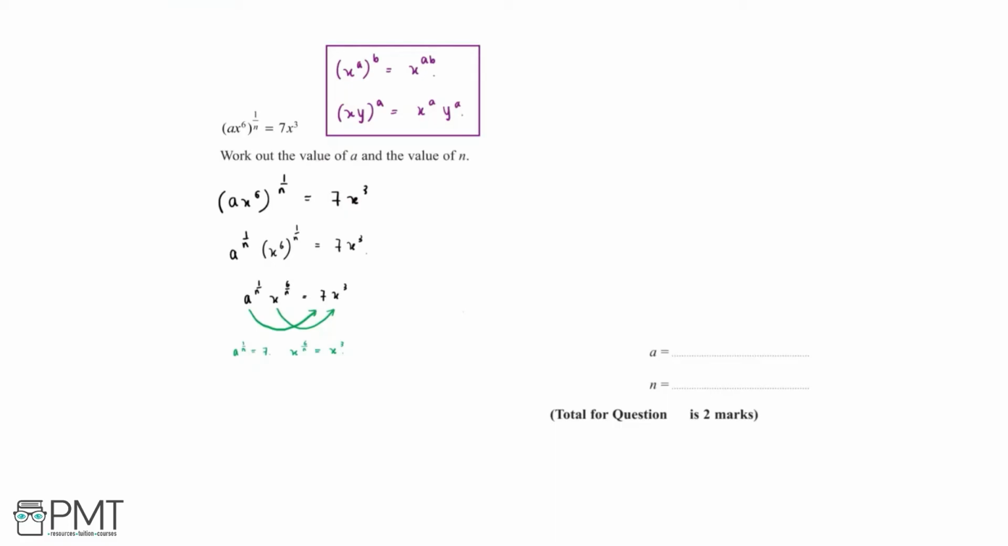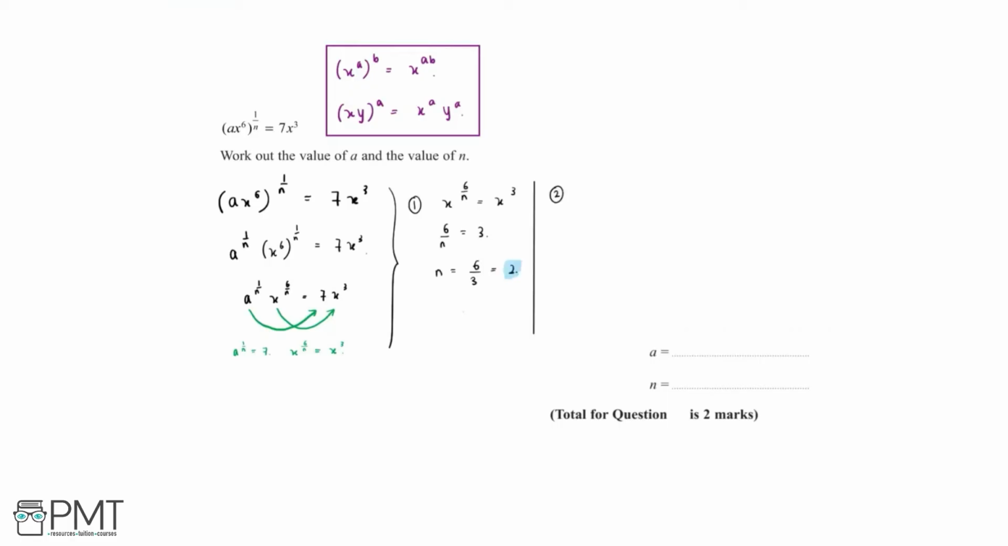We'll start by finding the value of n. We said that x to the power of 6 over n is equal to x to the power of 3. And so based on this, we can say that 6 over n is equal to 3. Now rearranging, we can say that n is equal to 6 divided by 3, which is equal to 2. Now we can find the value of a.